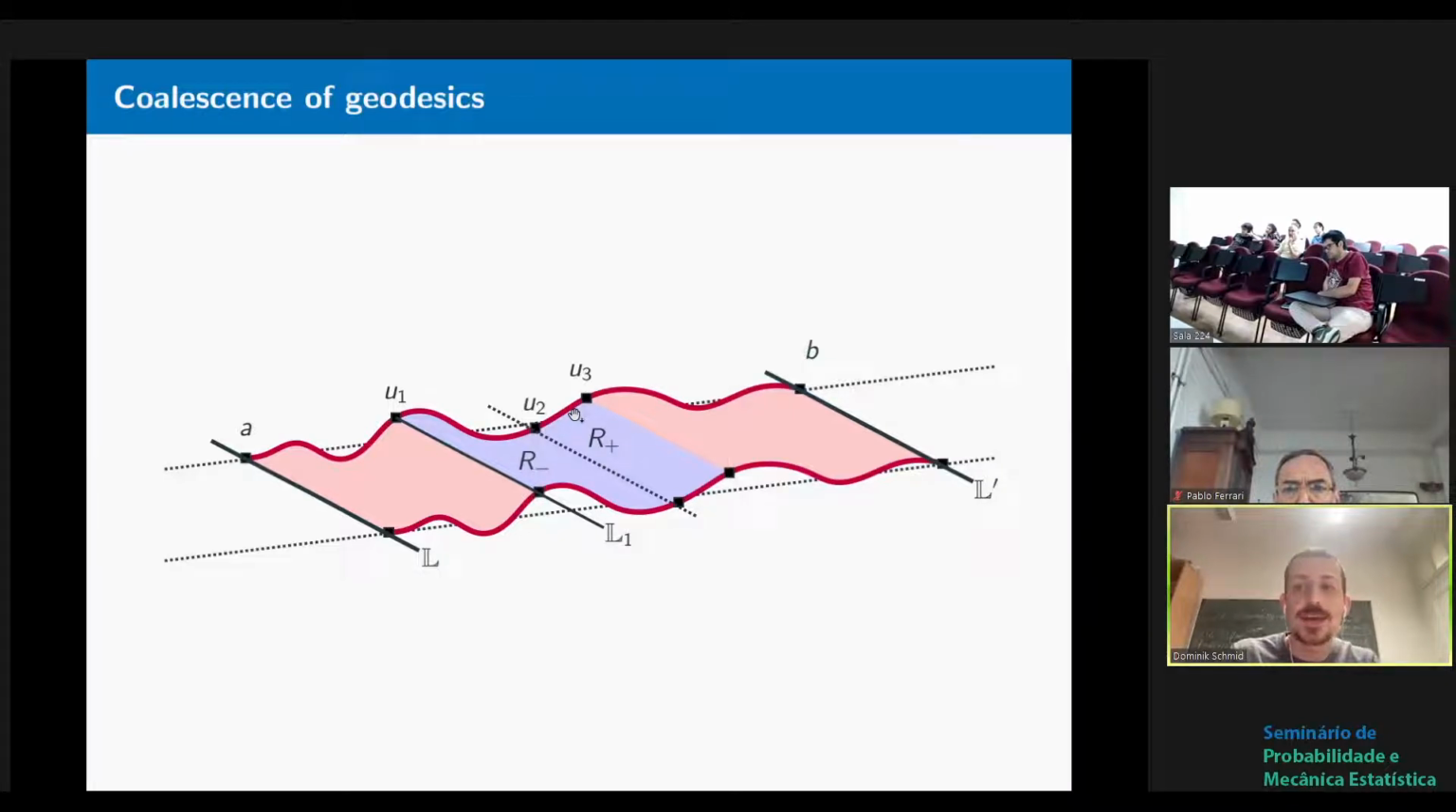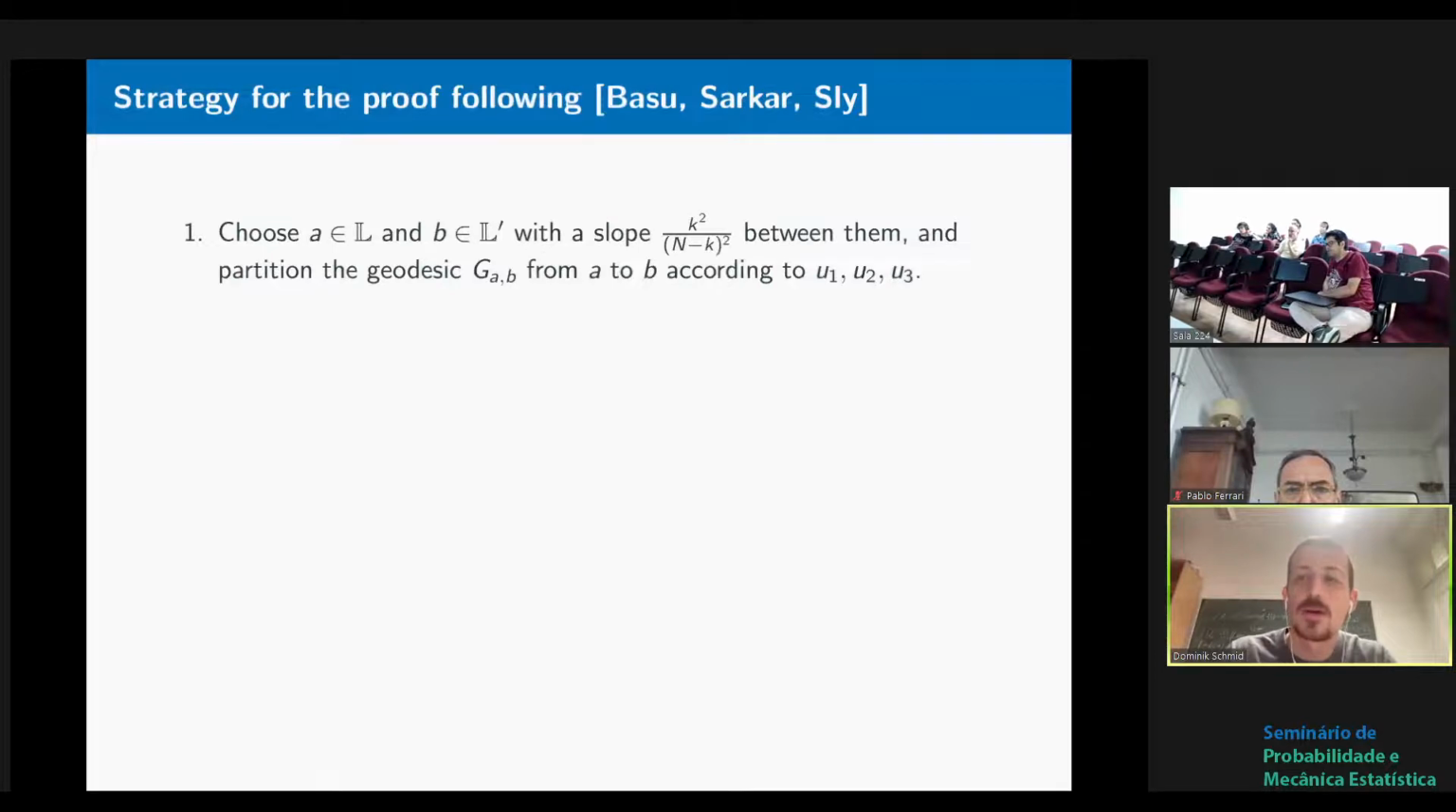In this way, I can achieve that they must coalesce with positive probability if these two events hold with positive probability. I can just say, okay, start somewhere on this line L, then first go to U1, then go to U3, and then go back to wherever you wanted to connect on L prime, because this will give you a better weight than, let's say, connecting somewhere from the line L to L1, and then passing through the blue bit without intersecting this path from U1 to U3. Okay, and so this is something which can be made rigorous, as I said, a strategy by Basu, Sarkar, and Sly, with a few more details as we're in the periodic setup.